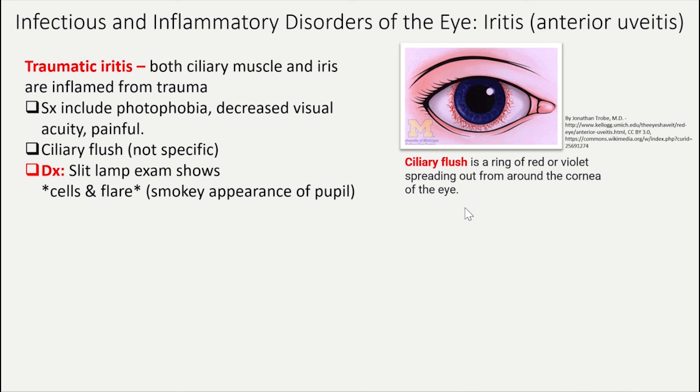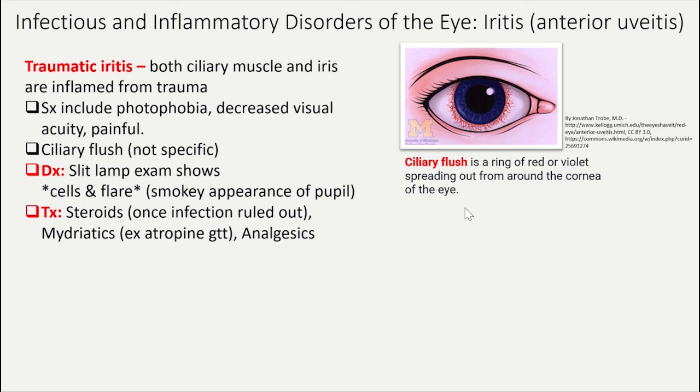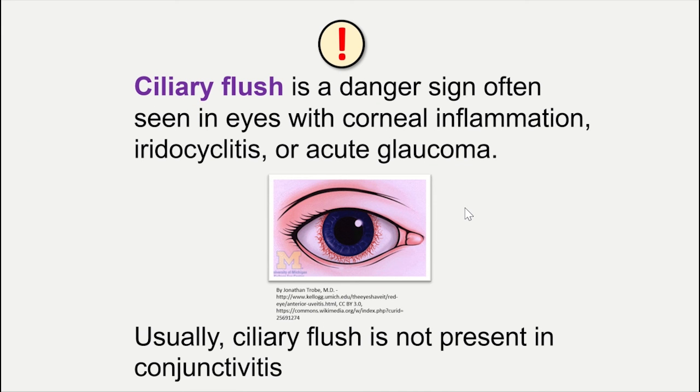The diagnosis is made via slit lamp exam, which shows the cells and flare appearances, really just little specks within the aqueous humor that have a smoky appearance. I don't have a picture for that, unfortunately. The treatment is steroids once you rule out infection, and atropine drops and analgesics like NSAIDs.